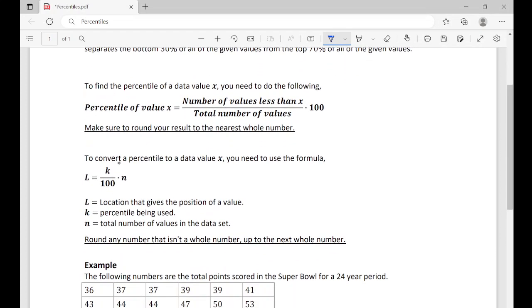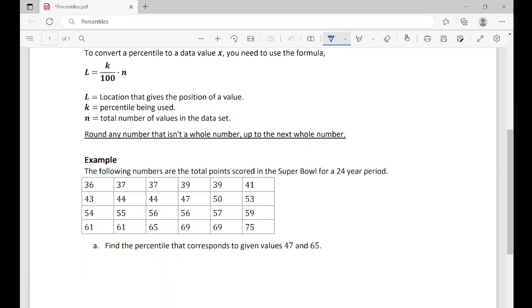If you're trying to convert a percentile to a data value x, you need to use this formula: L equals k over 100 times n, where L is the location that gives the position of the value, k is the percentile being used, and n is the total number of values in the data set. For this, you need to round any number that isn't a whole number up to the next whole number, so it's always rounded up. But if you actually get a whole number, there's something else you need to do, and I'll go over that in just a second.